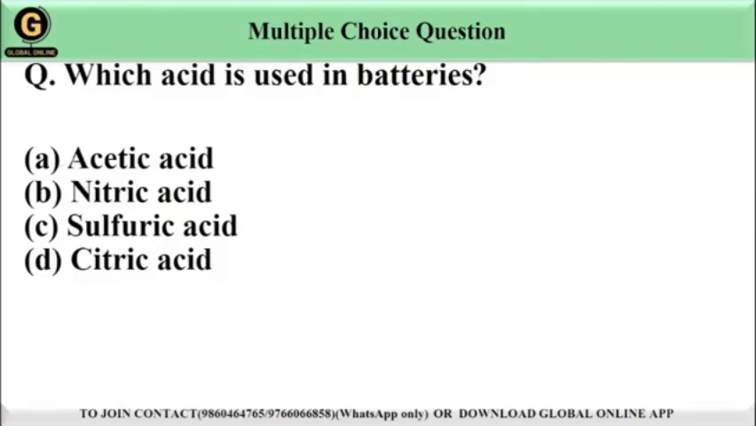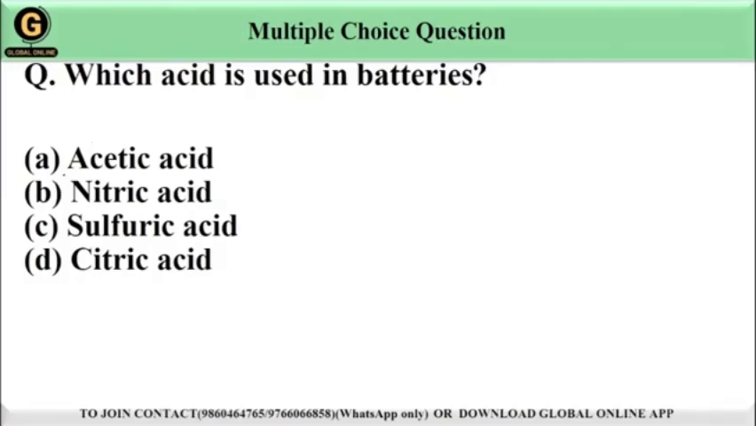Which acid is used in batteries? We have options here. Option A is acetic acid, option B is nitric acid, option C is sulfuric acid, and option D is citric acid. So in case of batteries, sulfuric acid is commonly used in lead acid batteries, which are widely used in vehicles and other applications.